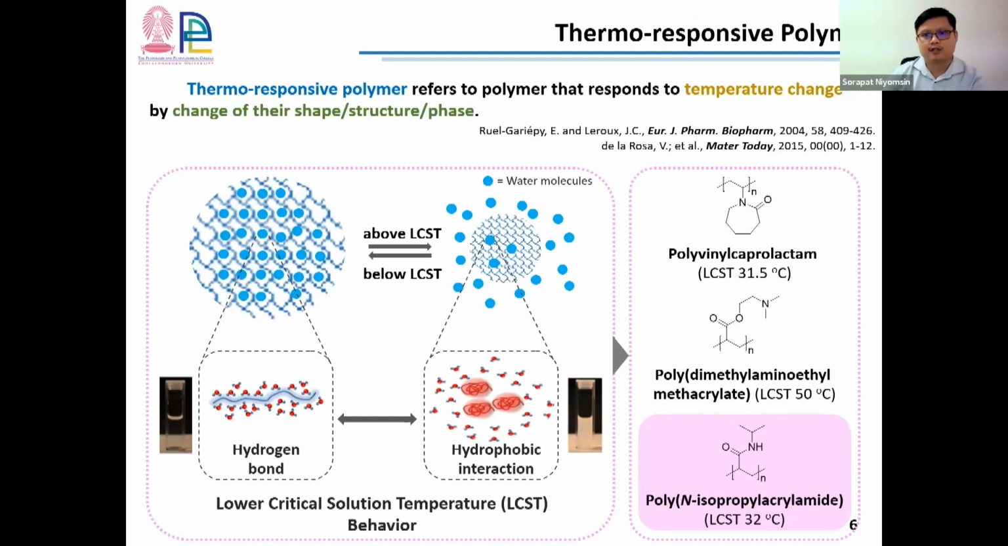that we need to coat the hydrogel with the thermoresponsive polymer. What is a thermoresponsive polymer? The thermoresponsive polymer is a polymer that can change its behavior at high temperature or low temperature. It will behave differently. In this case, we call the temperature at which the behavior changes the LCST temperature.